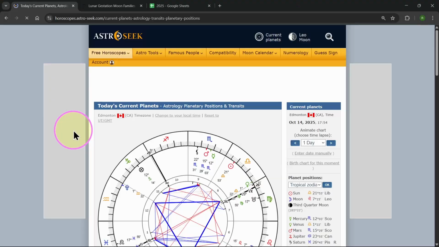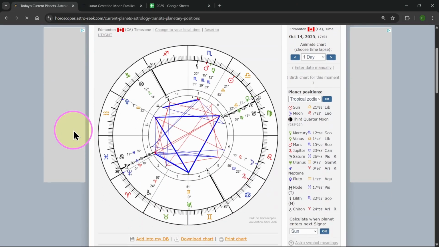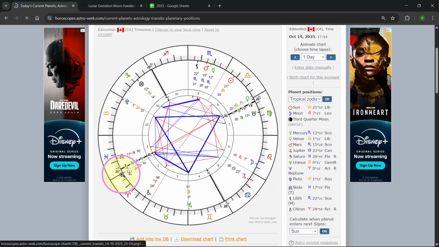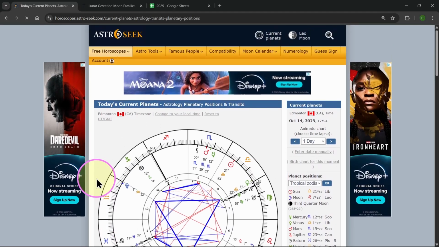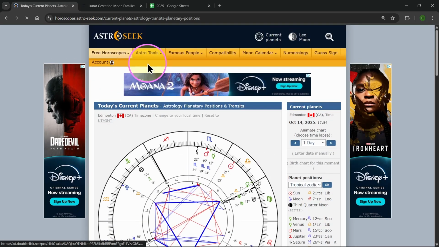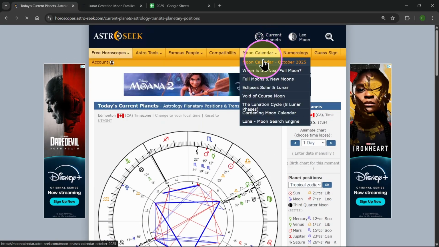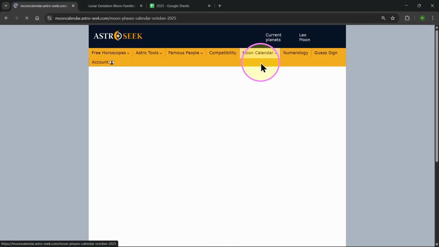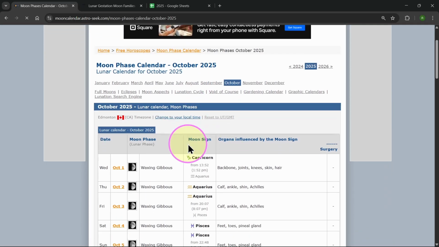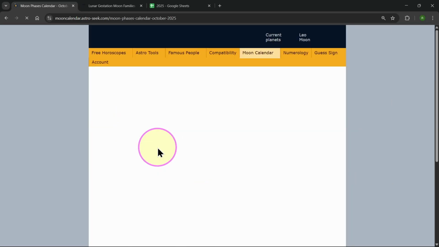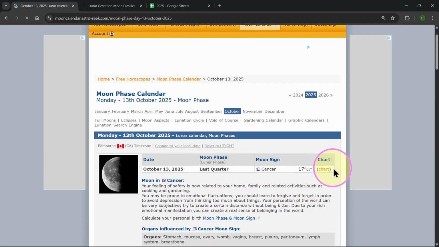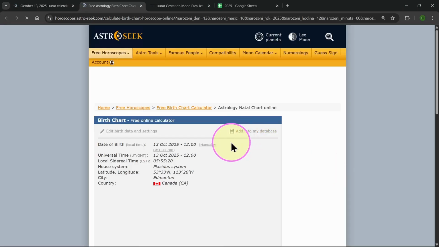Okay, so here is a chart of the moment right now. Oh, hello, Saturn. Hope that's not foreshadowing anything. And that's just for reference. Let's look at the moon. I want to look at the last quarter moon that we just had, and I want to look at the chart for that moon.